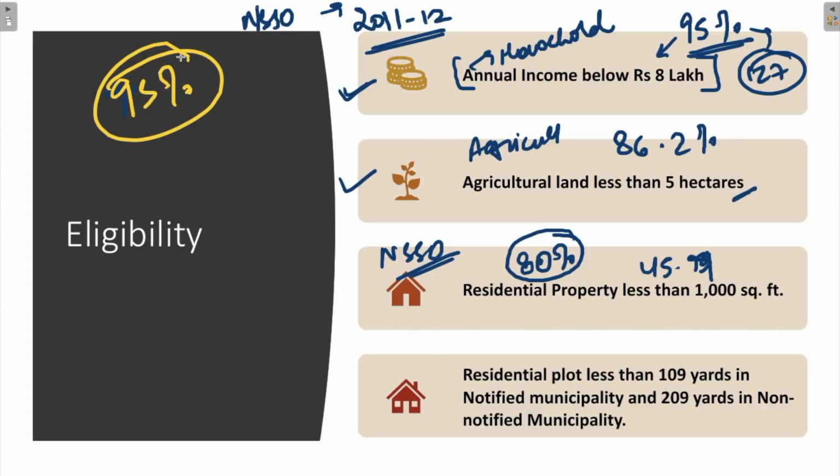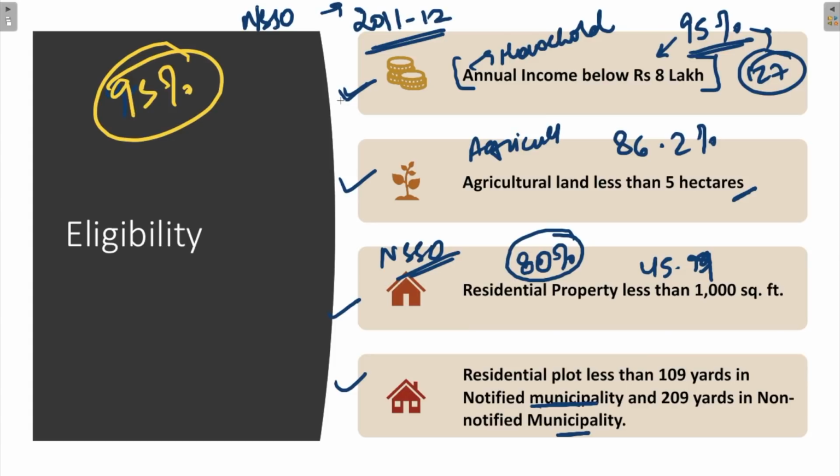So this means that after this quota is implemented, it will cover practically all of the population, under either one or other reservation. Now coming back to another eligibility criterion, which says that the residential plot should be less than 109 yards in the notified municipality and 209 yards in the non-notified municipality. So these are all the eligibility criteria which need to be fulfilled, and these are basically on the basis of the income, the agricultural land and the residential property or the plot held by the people.